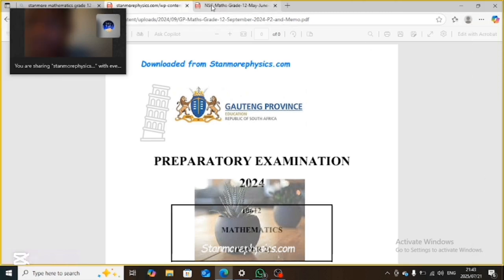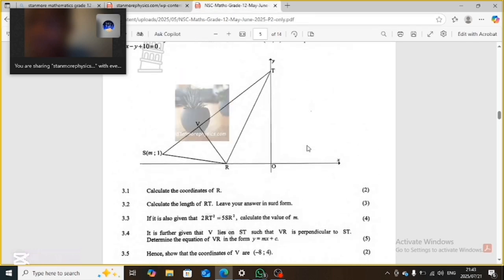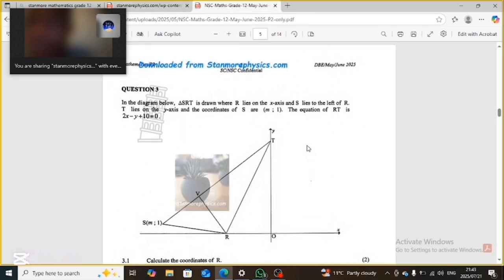Today we will be focusing on mathematics, last year's Grade 12 preliminary exam question paper, Analytical Geometry. Let's look at Question 3. We are given the diagram below, with triangle SRT as drawn, where R lies on the x-axis, S lies to the left of R, T lies on the y-axis, and the coordinates of S are (M; 1). The equation of RT is 2x minus y plus 10 equals 0.